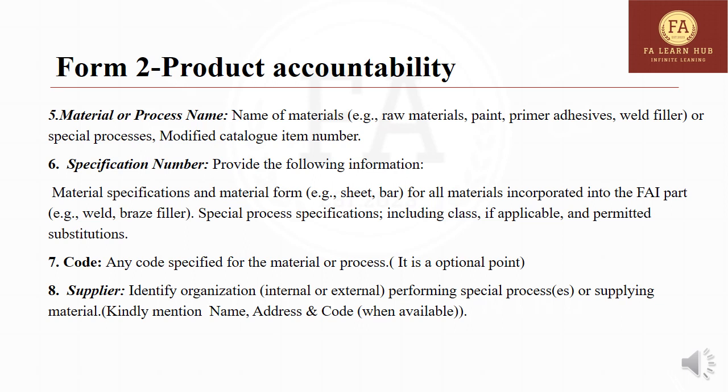The next thing is we have to mention the modified catalog item. For example, if I am purchasing any catalog item and we are doing our modification and using it in this FAI product, then we can mention the modified catalog item number.